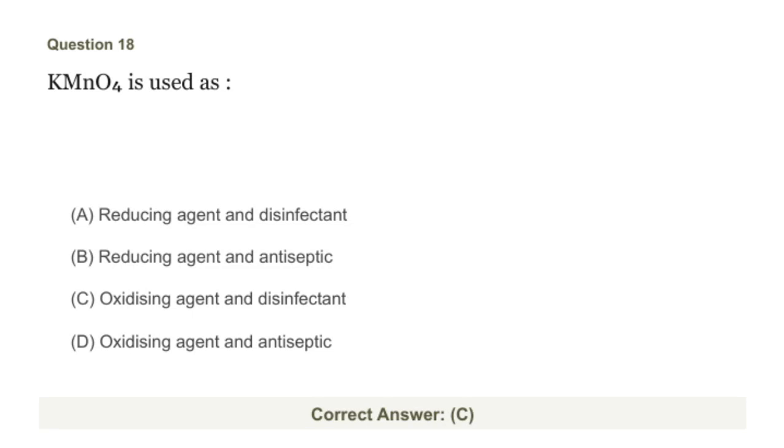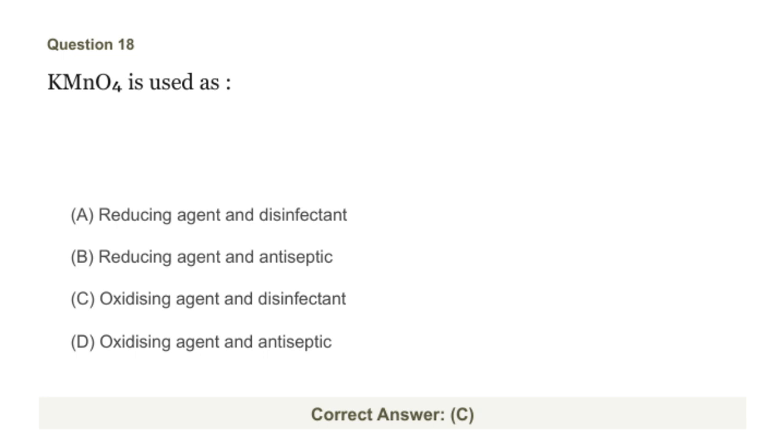Now let's look at the question about potassium permanganate, or KMnO4. The question asks us to identify its primary use. The options include reducing agents, oxidizing agents, disinfectants, and antiseptics. The correct answer is option C, which states that KMnO4 is used as an oxidizing agent and disinfectant. What makes KMnO4 so important? Well, it's a strong oxidizing agent, meaning it can accept electrons from other substances during chemical reactions. This property makes it useful in various applications, especially in disinfection and cleaning processes.